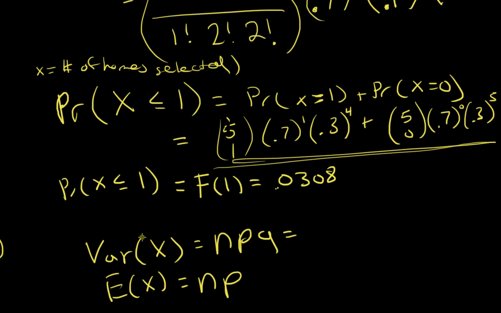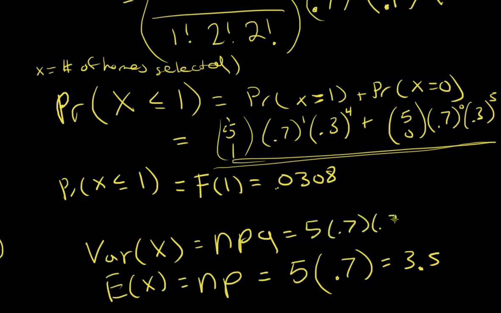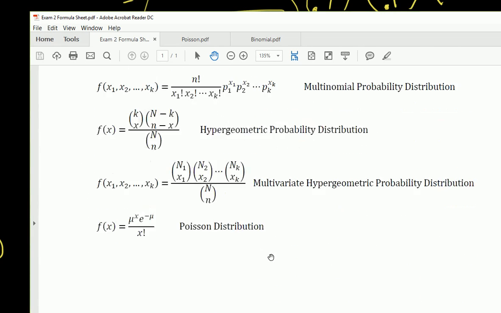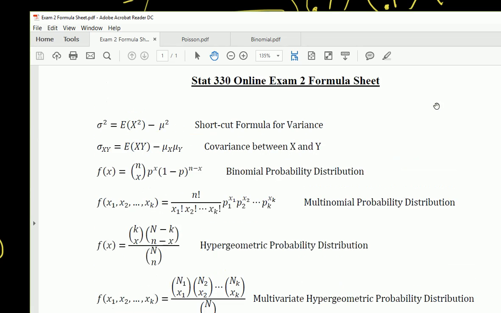You should be able to calculate the expected number of homes that you would select. We have 5 that we're selecting. The probability of getting a home is 0.7, so 5 times 0.7, that's the expected number of homes. So 5 times 0.7 is 3.5. Again, you don't round that to a whole number. You leave it like that because that's on average. You would select 3.5 homes. NPQ, this is the variance. So this is 1.05. These equations for variance and expected value are not on the formula sheet, so they are equations that you need to memorize.